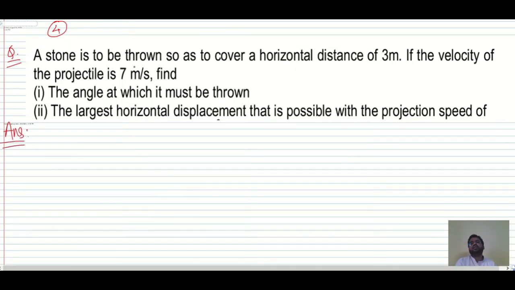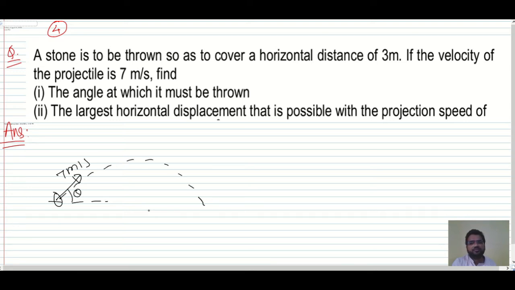Next, a stone is to be thrown so as to cover a horizontal distance of 3 meter. One stone we have to throw so that it has to cover the distance of 3 meter. If the velocity of the projectile is 7 meter per second, find the angle at which it must be thrown. Okay, so the stone we have to throw at some angle with a velocity of 7 meter per second. It has to cover a horizontal distance of 3 meter. To what angle we have to throw this?